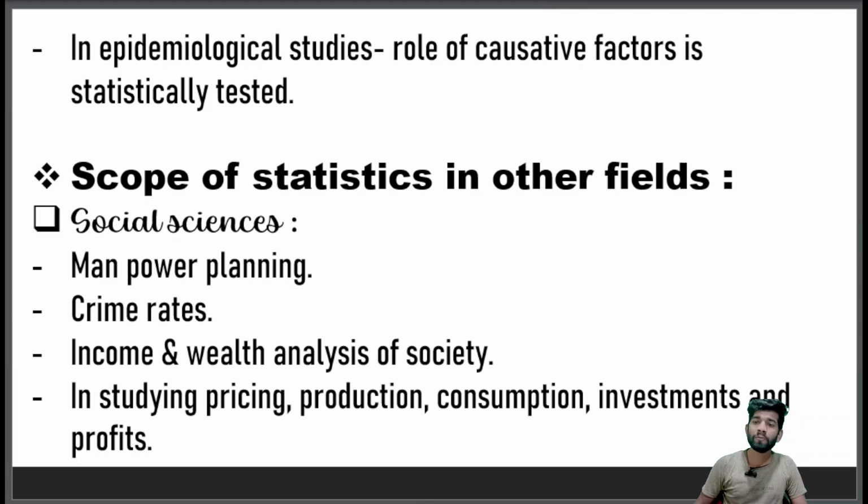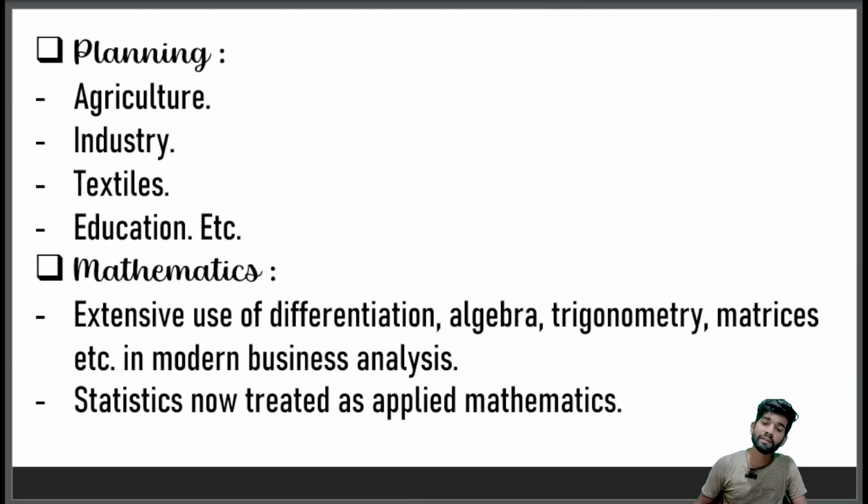Then the income and wealth analysis of society, in studying pricing, production, consumption, investments and profits. Then planning, agriculture, industry, textiles, education, etc. Then mathematics, with extensive use of differentiation, algebra, trigonometry, matrix, and in modern business analysis, there also statistics gets used. Statistics is now treated as applied mathematics.